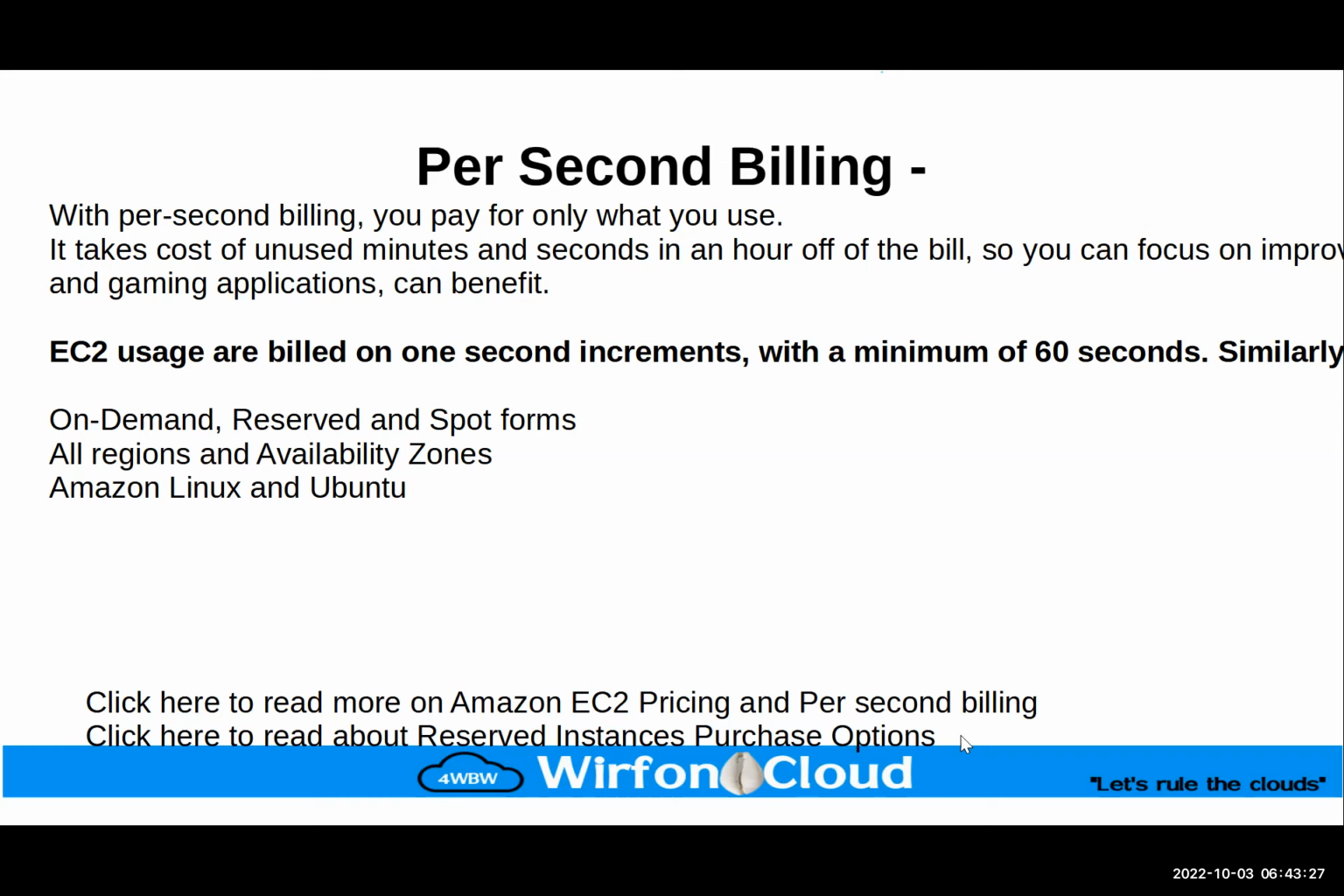For example, if you launch a Windows instance, you will pay per minute. Let's say you've used just 30 seconds, you will still pay for a full minute for a Windows instance. But if you are using a Linux instance and you work for 1 second, you pay for 1 second. If you work for 30 minutes, you pay for 30 minutes. So the per second billing also saves a lot for you.